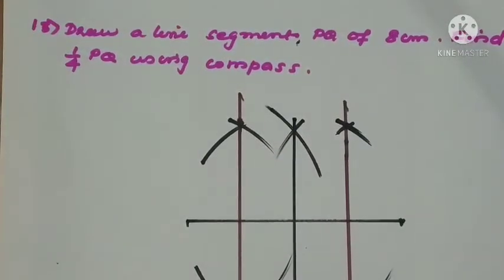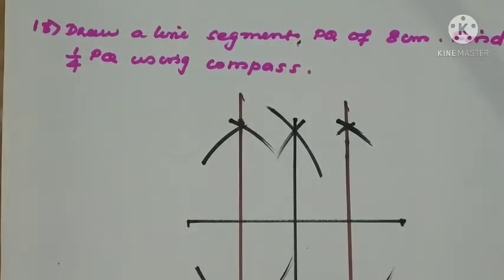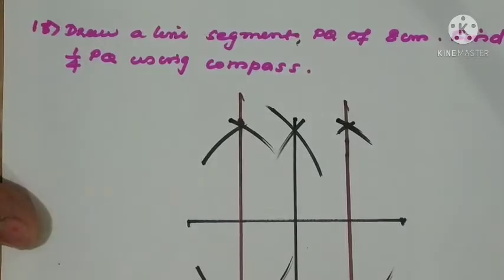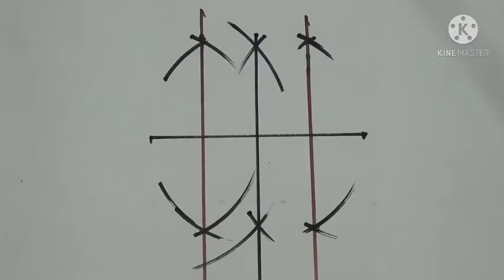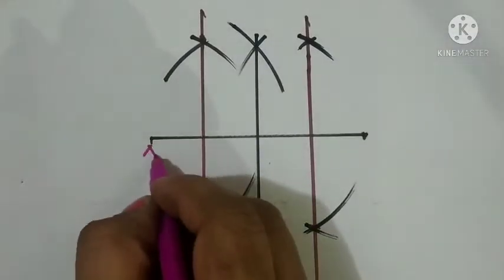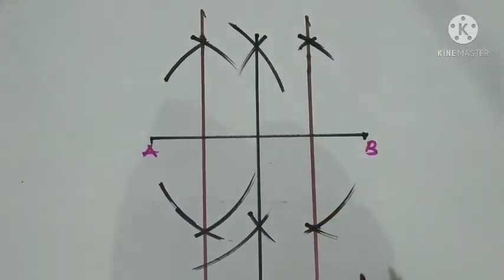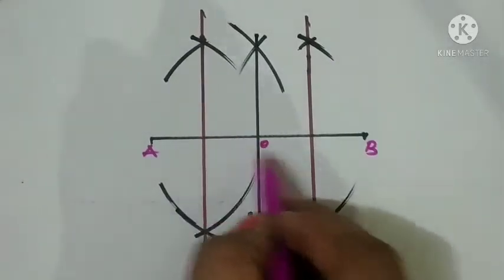Next question: draw a line segment PQ of 8 centimeter and find 1/4 of PQ by using compass only. We have to use the perpendicular bisector property. So we draw AB equal to 8. The first time it is bisected, you will get AO and OB.